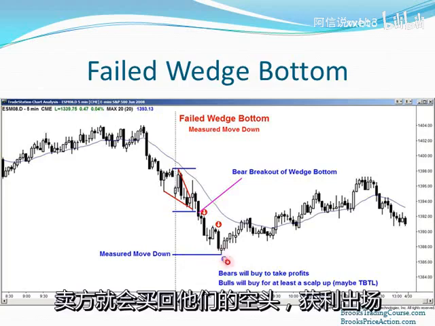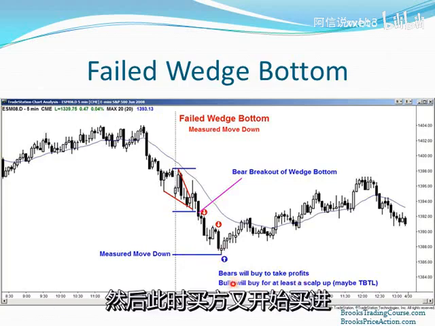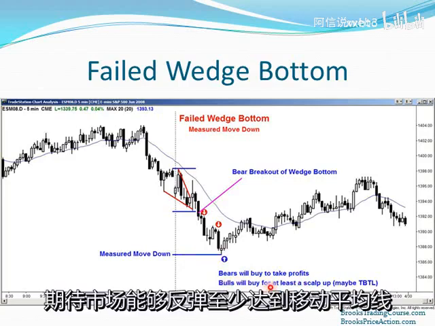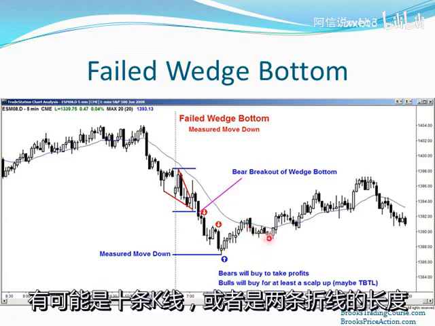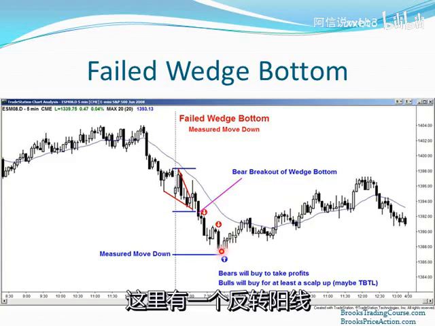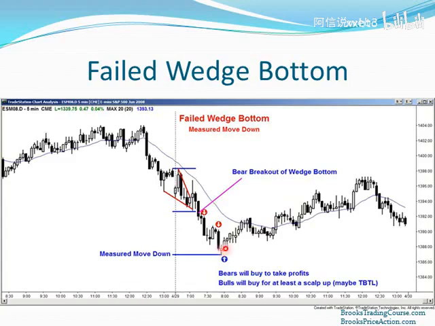And once we get down to the target, the bears will buy back to take profits, and the bulls will buy for a scalp up at least to the moving average, and maybe 10 bars and 2 legs sideways to up. And we have a bull reversal bar here, so it's a reasonable buy.